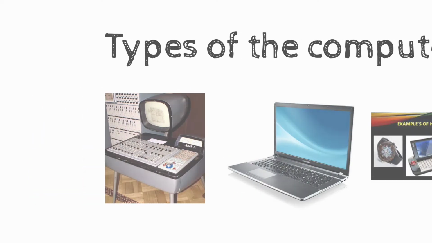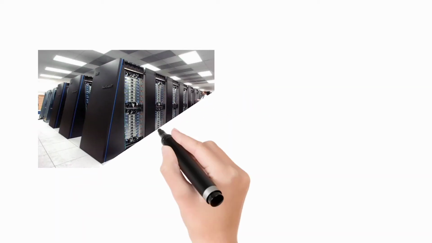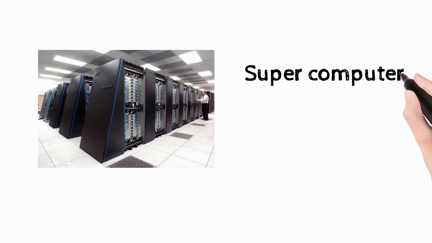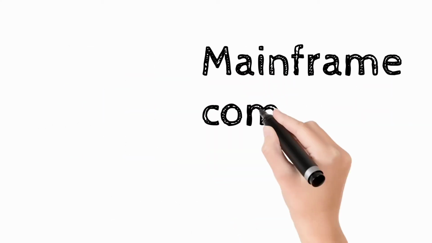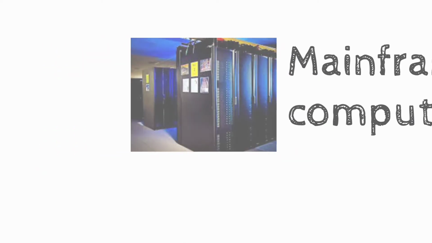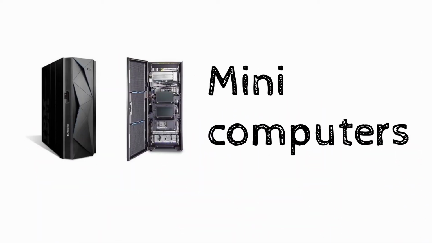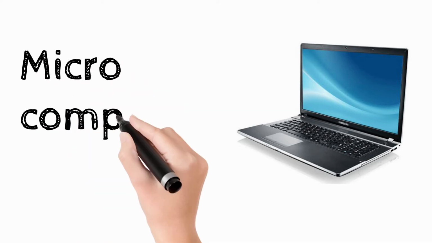Now, we discuss some of the classification of computers. There are mainly four classifications of computers. First is the supercomputer. These are the most powerful computers ever made, and they are physically some of the largest computers. Next is mainframe computers. These are the largest type of computers in common use. Next is minicomputers. These got their name because of their small size. And last is microcomputers, which are also called personal computers.